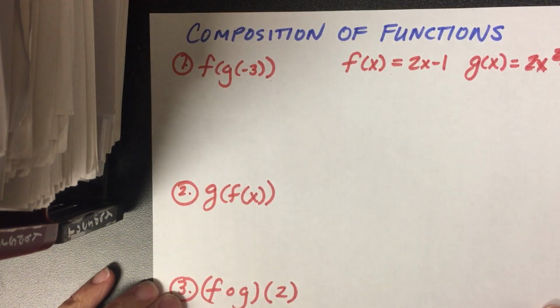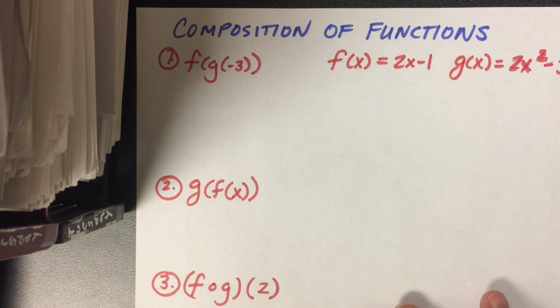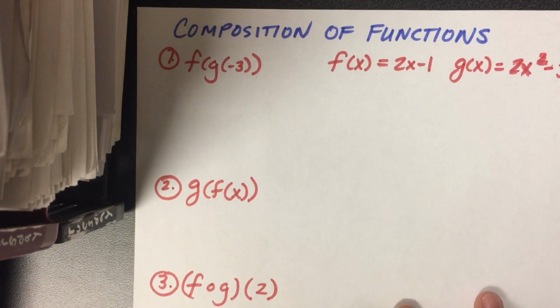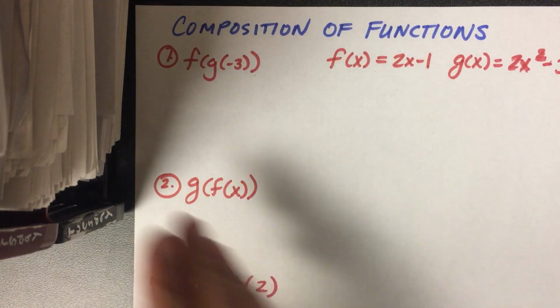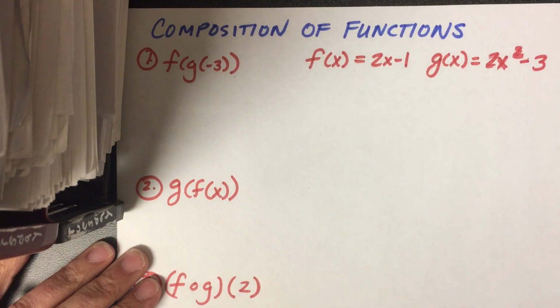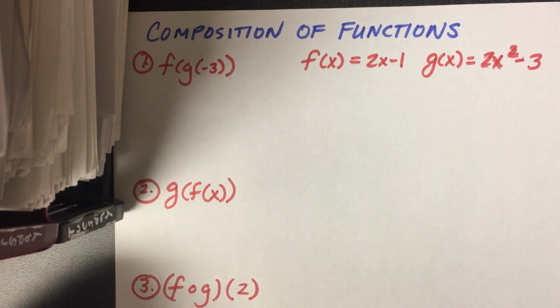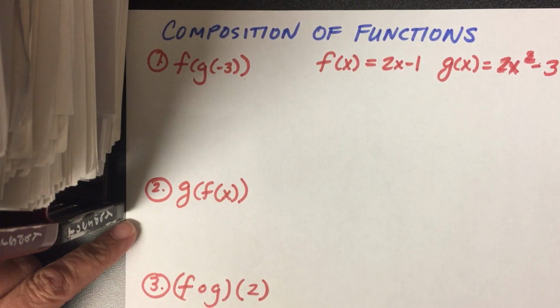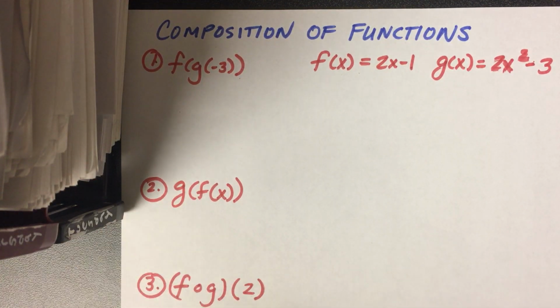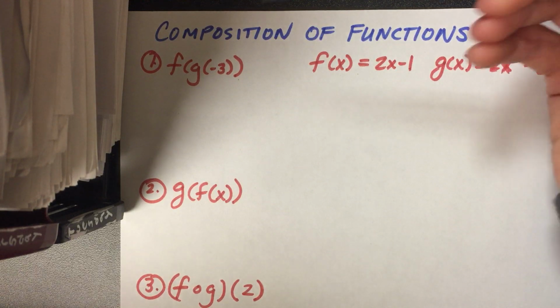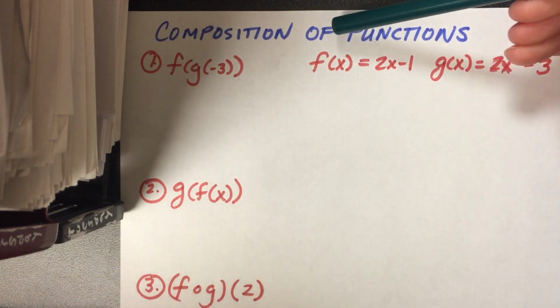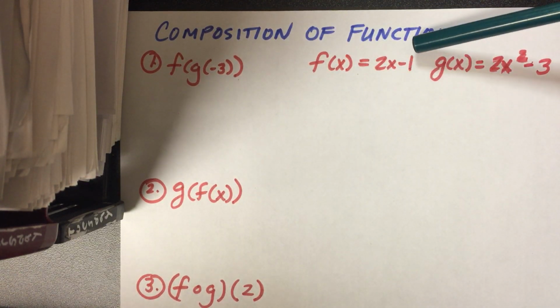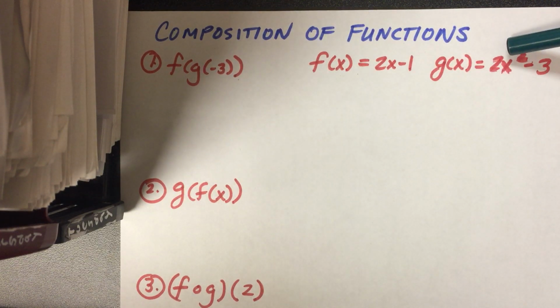This video is going to deal with the composition of two functions. So what we're going to look at now is when given certain functions, how can we compose those functions or actually combine those functions? And we've worked with this before, but we'll go ahead and review it. So what I've given is a simple example here where we've got two functions. We have f of x equals 2x minus 1, and we have g of x equals 2x squared minus 3.